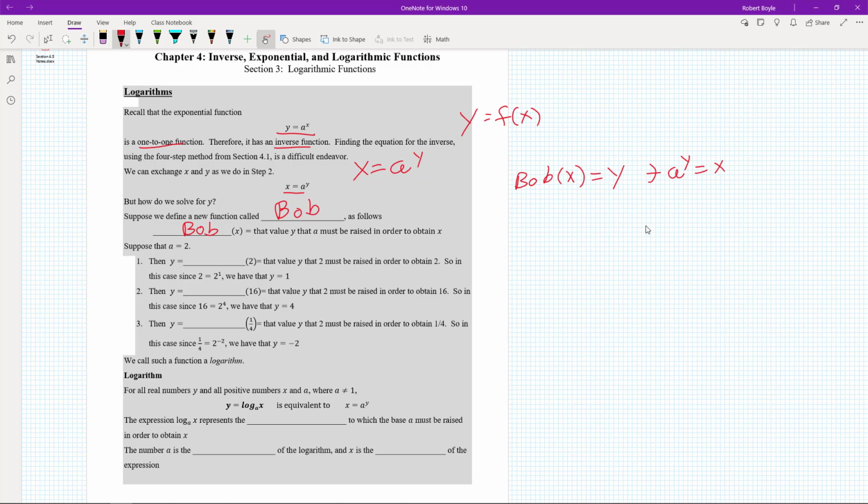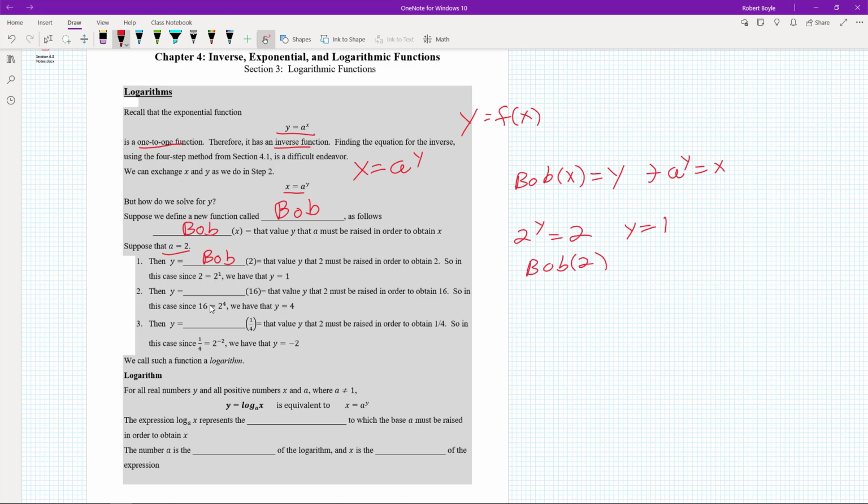Sounds kind of funky, huh? Well, let's look at a couple of examples. Let's suppose that we are going to restrict a to the value of 2. So basically, Bob is this function for the case where a is equal to 2. Well, in that particular case, Bob evaluated at 2 is going to be that value of y that 2 must be raised to in order to obtain the number 2. And what value must that be? That must be y is equal to 1. So in this case, Bob of 2 will be equal to 1.